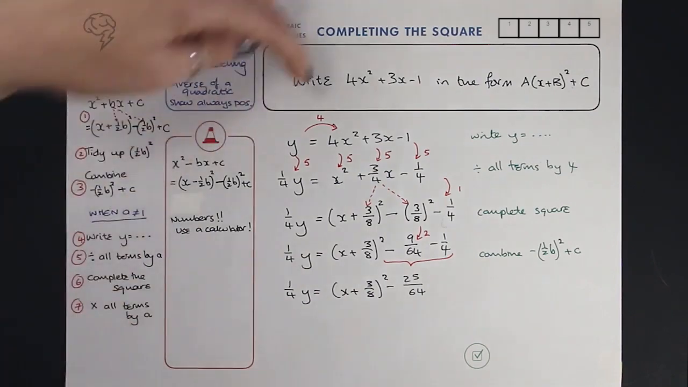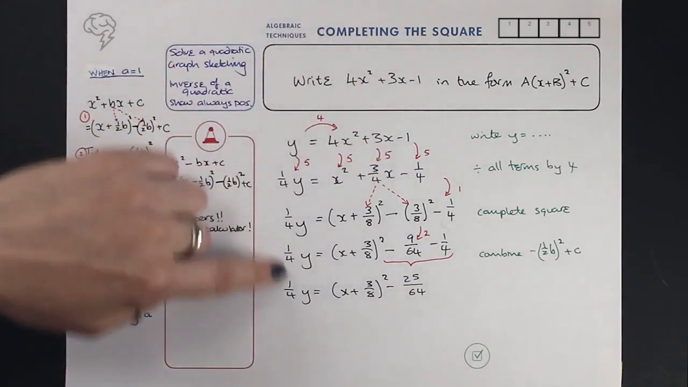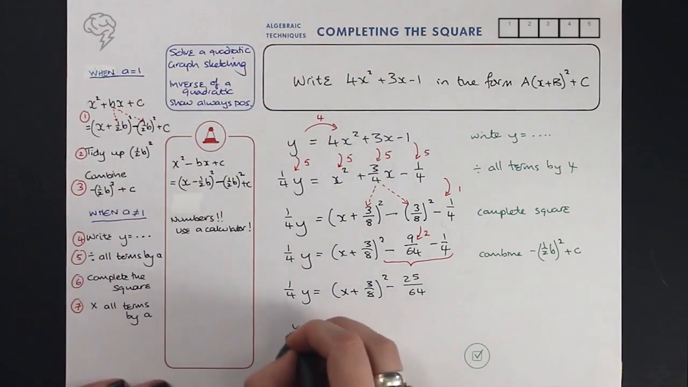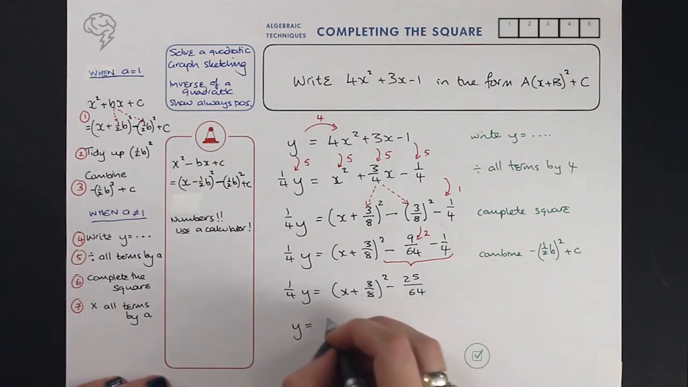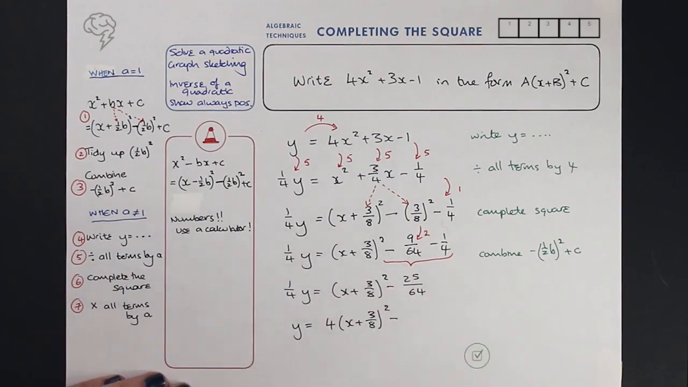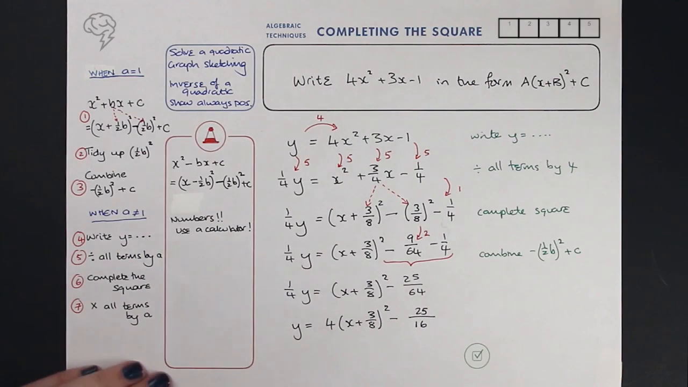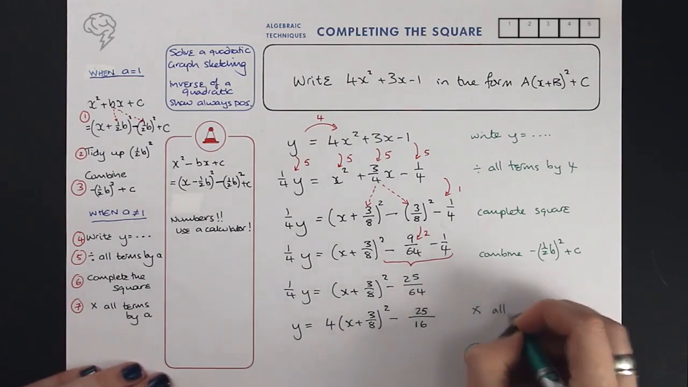The a was the problem at the beginning, the 4, which we got rid of. And now, fair enough, we'll put that back. So this is going to get times by 4. And this is going to get times by 4. So that's multiply all terms by 4.